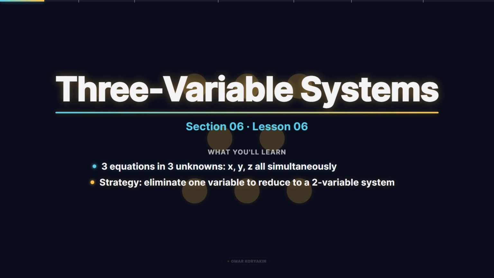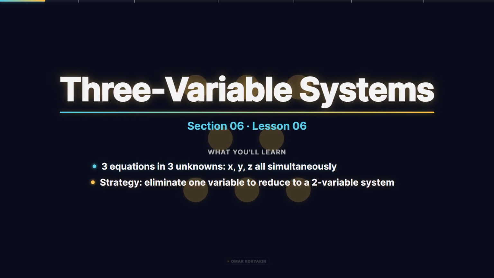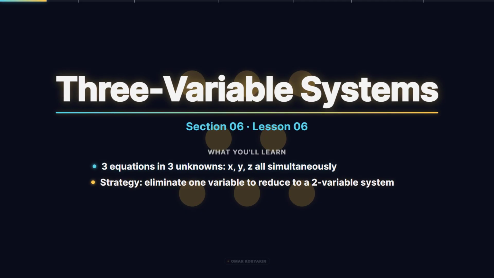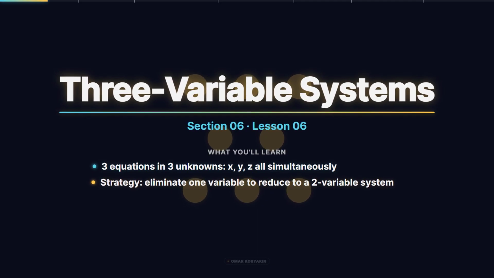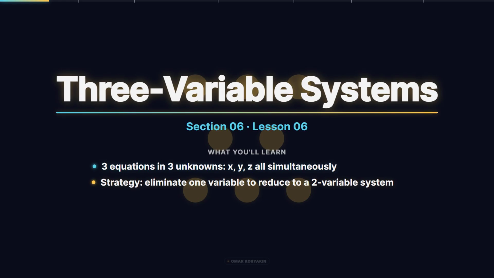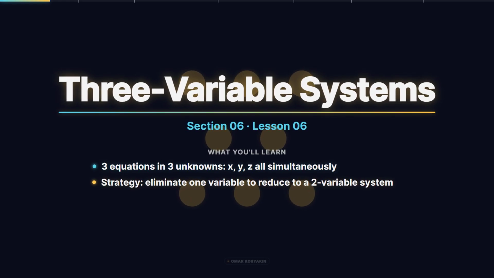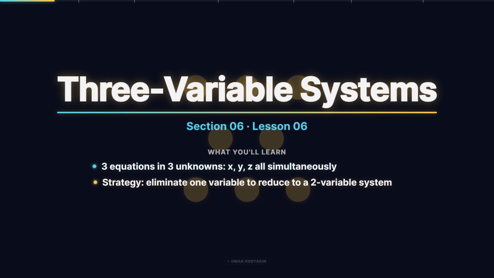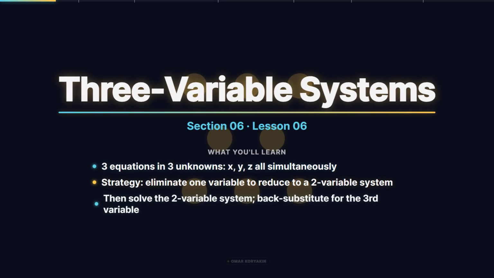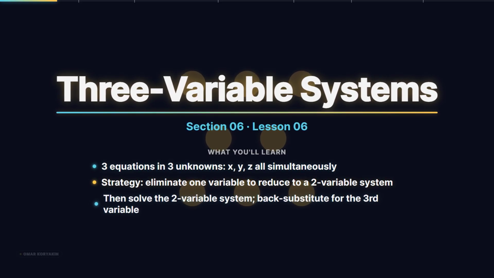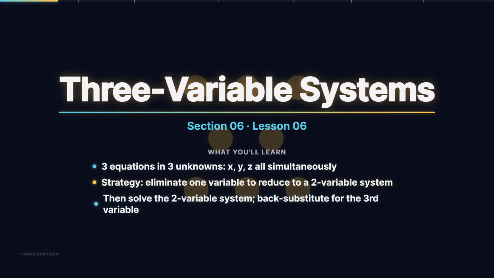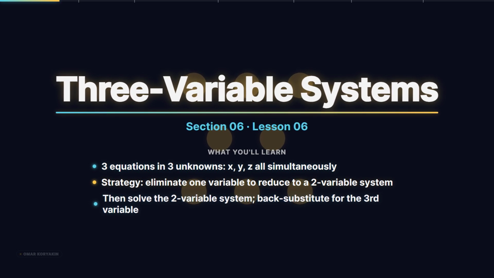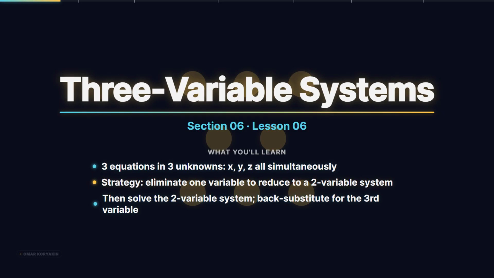Second idea, the strategy is to use elimination twice to reduce the 3-variable system to a 2-variable system. Step 1, choose which variable to eliminate, say z, and pick 2 equations to combine for the elimination. Combine those 2 equations to produce a new equation in just x and y. Step 2, pick a different pair of equations from the original 3 and eliminate the same variable z from that pair, producing another new equation in just x and y. Now we have 2 equations in x and y, a standard 2-variable system that we already know how to solve.